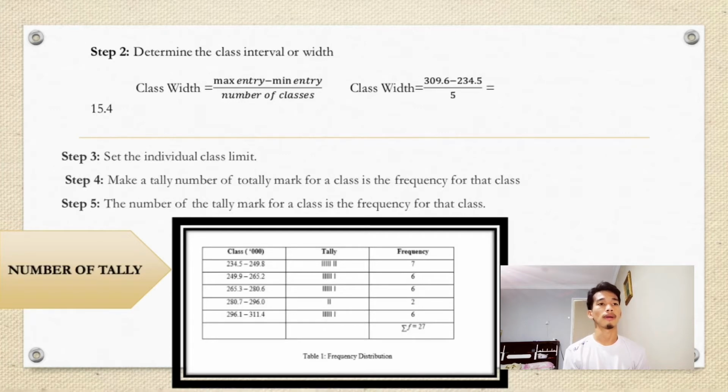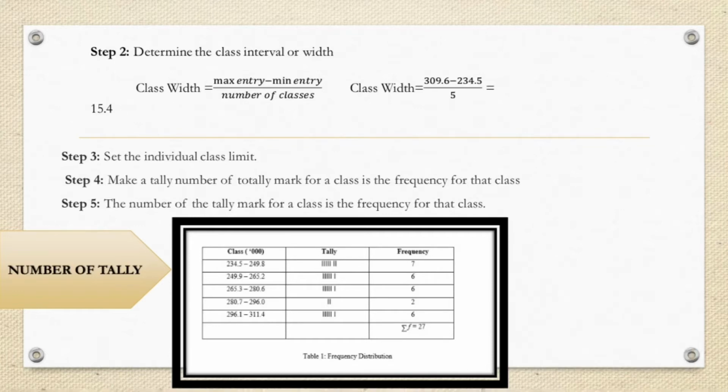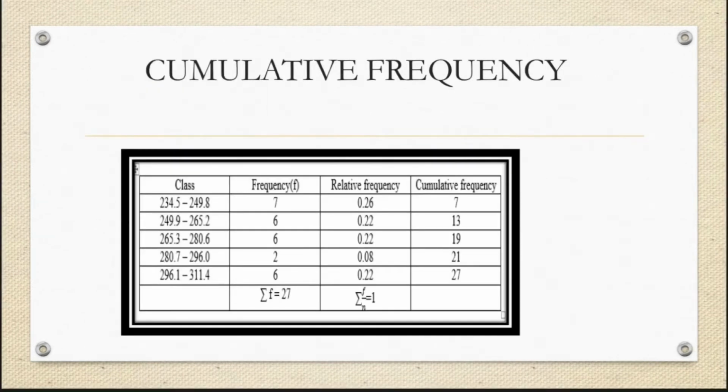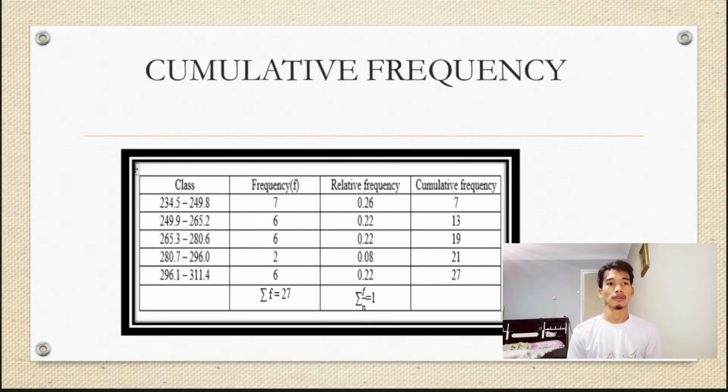Step 4. Make a tally mark for each data entry in the appropriate class. Step 5. So we have 5 classes: tally and frequency. The total frequency we get is 27. So we go to relative frequency distribution. The formula is relative frequency equals class frequency divided by sample size. Next, the cumulative frequency. On cumulative frequency, we have a table with the classes, frequency, relative frequency, and cumulative frequency.